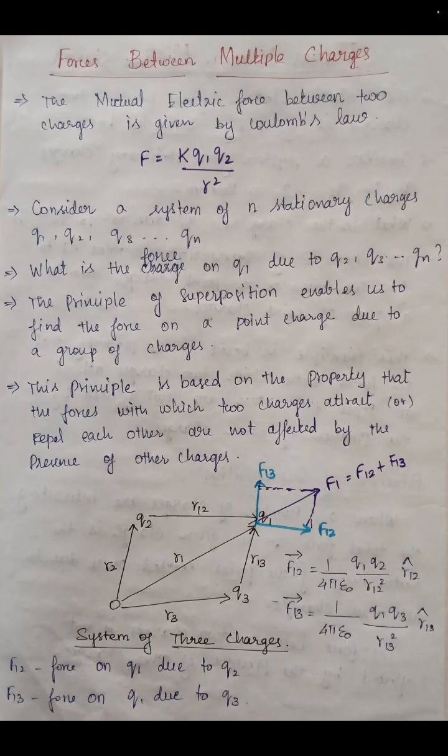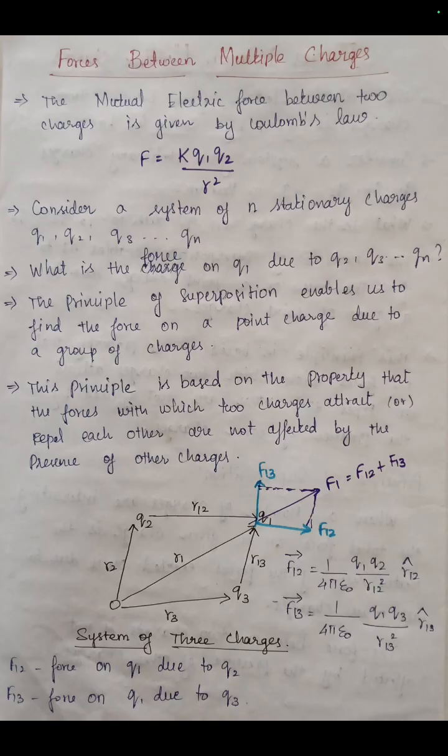The superposition principle is based on the property that the attractive or repulsive force between two charges is not affected by the presence of other charges. How can we use the superposition principle for n number of charges? For that, first consider three charges. Name them Q1, Q2, Q3. The position vectors for these three charges are R1, R2, R3 from the origin. And we are going to calculate the force on the charge Q1 due to charge Q2 and charge Q3.